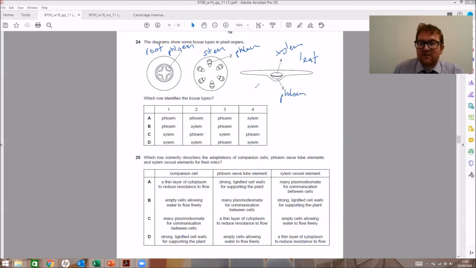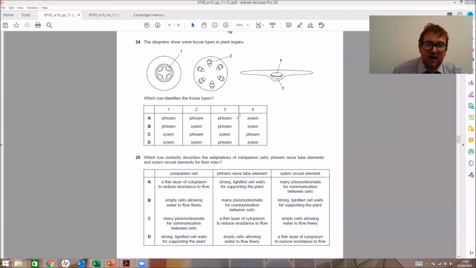Okay, so let's have a look and see which one's correct then. So if number one is the phloem, we can eliminate C and D as our options. Number two, well, that's the phloem. Okay, number three is the phloem, and 4 is the xylem. Okay, so this leaves you with option A as the correct answer, eliminating B.